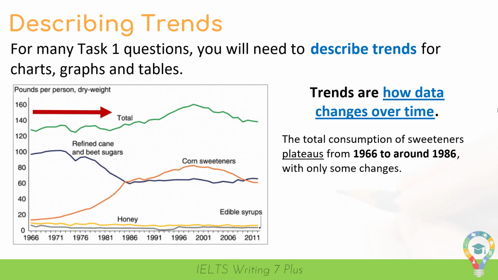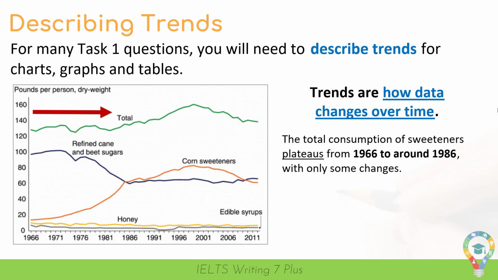So here is an example on the line graph. We can see the total moves up and down a little bit, but generally stays around the same value. Let's read an example sentence here. The total consumption of sweeteners plateaus from 1966 to around 1986, with only some changes. So there I am describing the trend of the data over time. I'm saying there aren't really any big changes between 1966 and 1986.